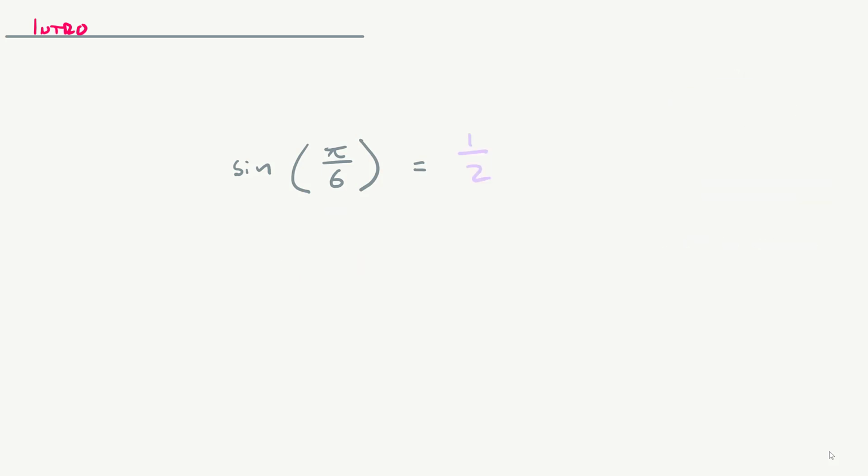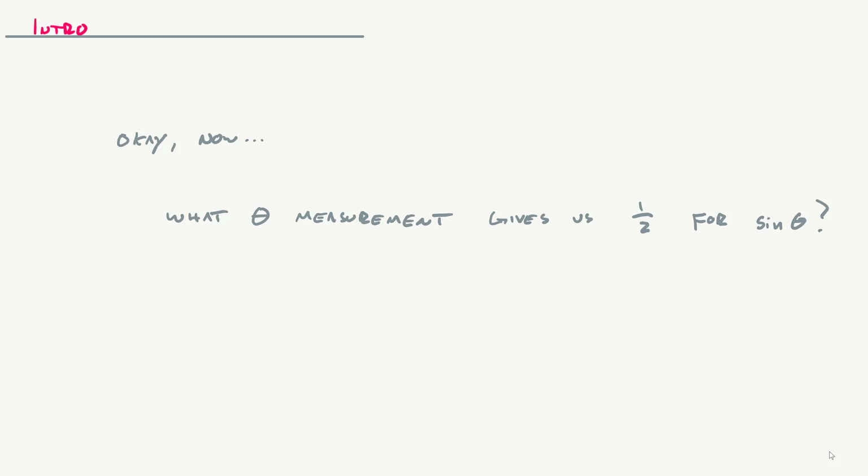Right, so we're done. Today, though, we're going to focus on a different type of question. One where we're given the y-coordinate, or maybe we're given the x-coordinate of the unit circle, and we have to try to figure out what is the theta measurement that produces that specific coordinate. In this particular example, what I'm saying is what theta measurement gives us 1/2 for the sine function. So this is a question about inverses.